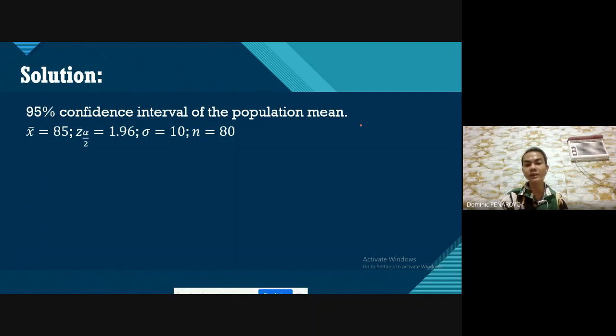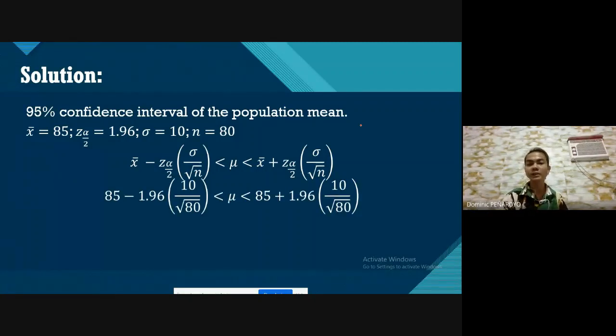As you can see, it satisfies the conditions that the population standard deviation is known and the sample size is greater than or equal to 30. So we will now use this formula, which is what we call the Z distribution. All we need to do is substitute the given values into our formula. So we will have 85 minus 1.96 times the quantity 10 over the square root of 80. That is for the lower limit. And for the upper limit, 85 plus 1.96 times the quantity 10 over the square root of 80.